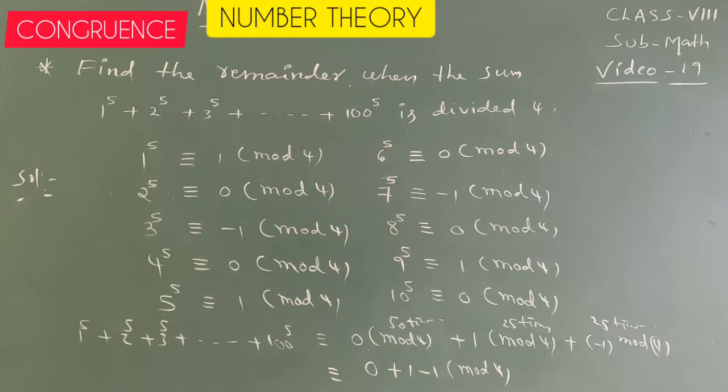Next, for odd numbers there is a pattern: for 3 you will get minus 1, for 7 you will get minus 1, for 11 also you will get minus 1. For 1, for 5, for 9 you will get 1 as the remainder, because 1 divided by 4 gives remainder 1, 5 divided by 4 gives remainder 1, 9 divided by 4 (4 twos are 8) gives remainder 1. Next, 13 divided by 4 gives remainder 1. Like that, you will get 25 minus 1s, 25 1s, and 50 0s as the remainders.